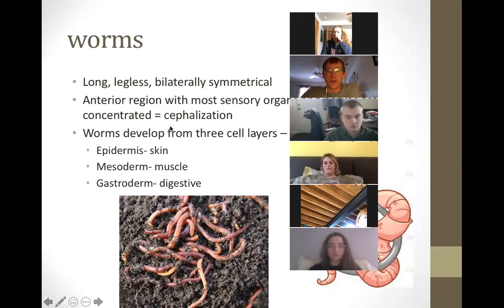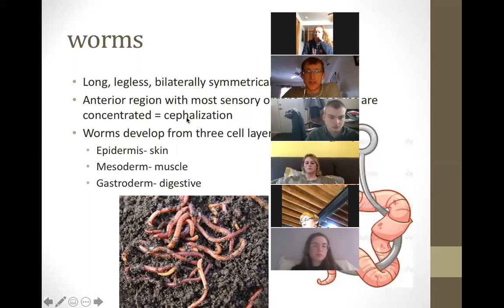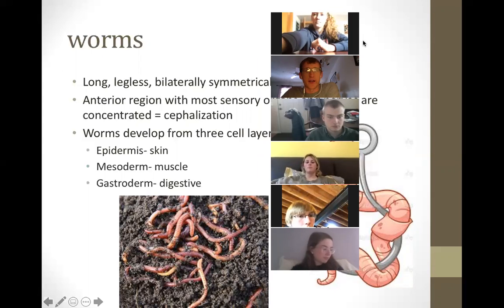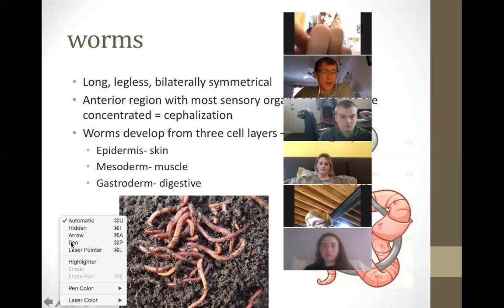Worms are long, legless animals. They are bilaterally symmetrical. They do have what's called cephalization. Cephalo means head, and cephalization is the formation of a head. And I'm pretty sure that's where we left off last time, or very near to it. I got a couple head nods, so that makes me happy. Okay, so let's see, pen, here we go.